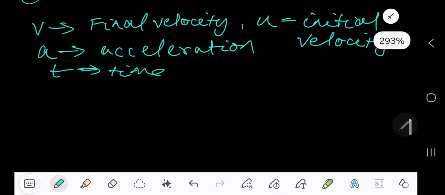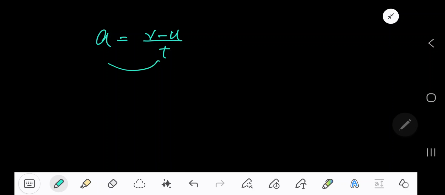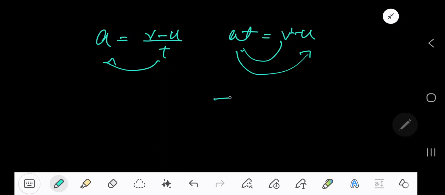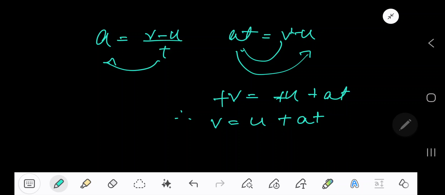So now I'm going to tell you how we derive this equation. As I told you, acceleration equals v minus u by t. So if we transpose t here, we have at equals v minus u. If we take v here and at here, we'll get negative v equals negative u minus at. So if you flip all the signs, we get the equation v equals u plus at. That's how you derive the first equation.